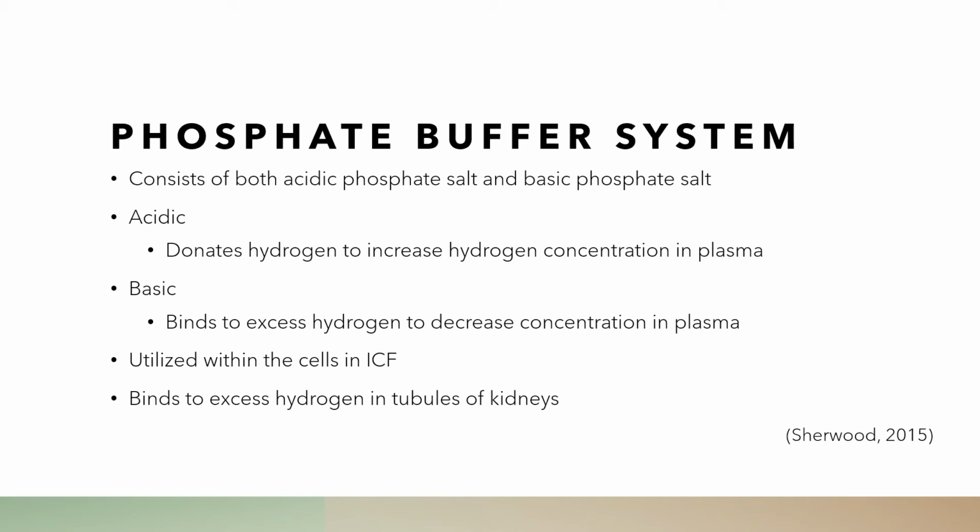The last buffering system we will talk about today is the phosphate buffer system. This system consists of both an acidic phosphate salt and a basic phosphate salt. The acidic salt is able to donate one of its hydrogen ions when the concentration of hydrogen in the plasma begins to fall. The basic phosphate salt accepts any excess hydrogen when concentrations are too high.